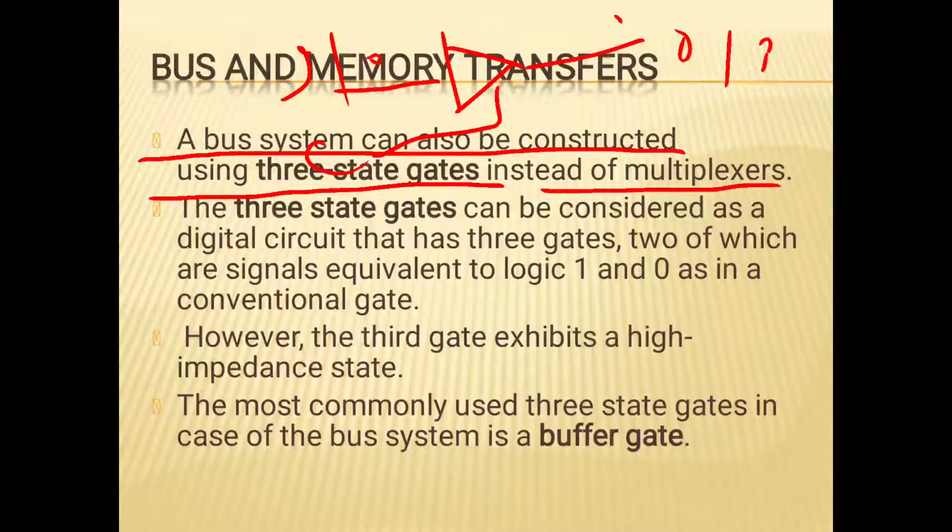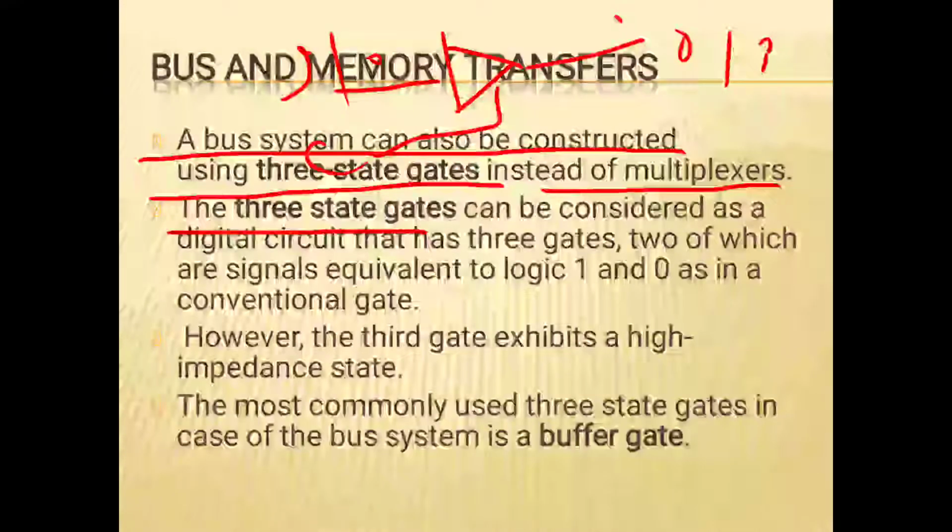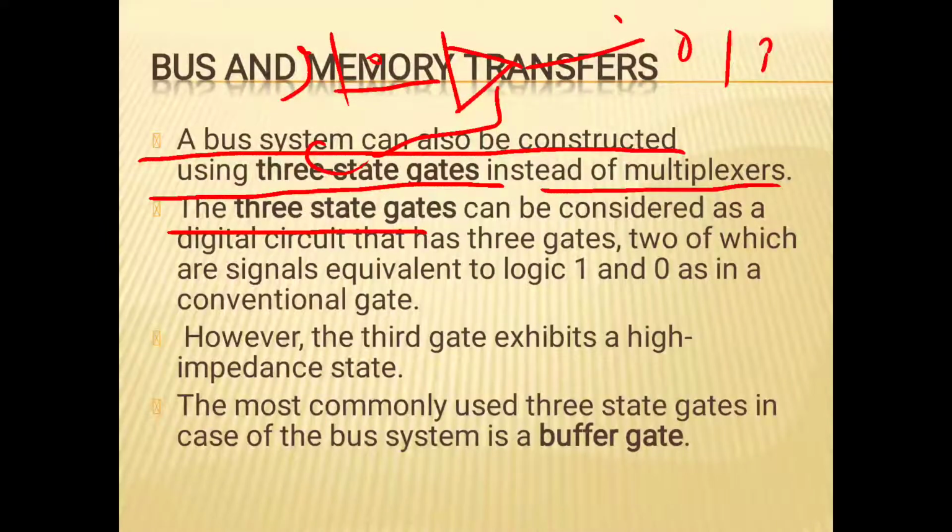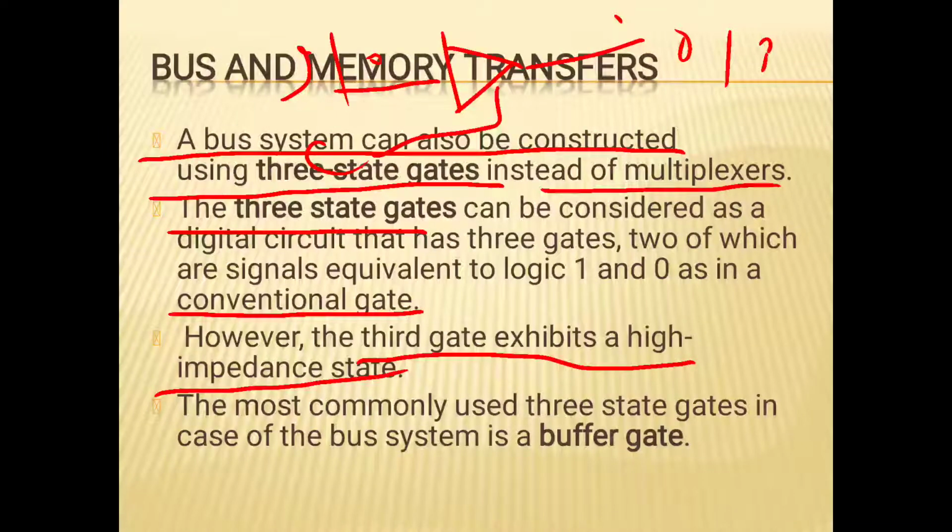Now let's read it out. A bus system can also be constructed using three-state gates instead of the multiplexer. The three-state gate can be considered as a digital circuit that has three states, two of which are signals equivalent to logic 1 and 0, as in a conventional gate. However, the third state exhibits a high impedance state. The most commonly used three-state gate in a bus system is a buffer gate.